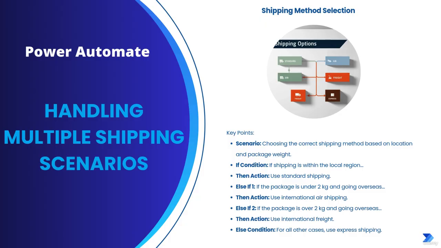Example breakdown. If condition: if the package is being shipped within the local region, then action: use standard shipping. Else if condition 1: if the package weighs less than 2 kilograms and is going overseas, then action: use international air shipping. Else if condition 2: if the package weighs over 2 kilograms and is going overseas, then action: use international freight. Else condition: for any other case, use express shipping.